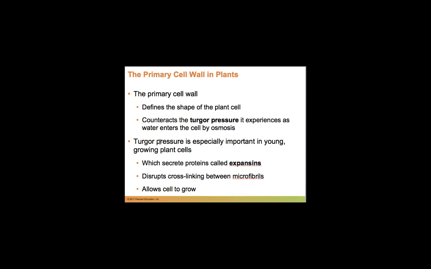Turgor pressure is very important for young plants. Why? It's going to help secrete expansins. Expansins, therefore, are going to disrupt cross-linking between these microfibrils, and that's overall going to allow the cell to grow.